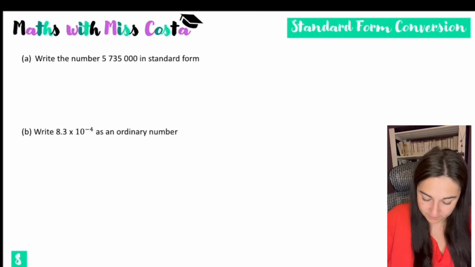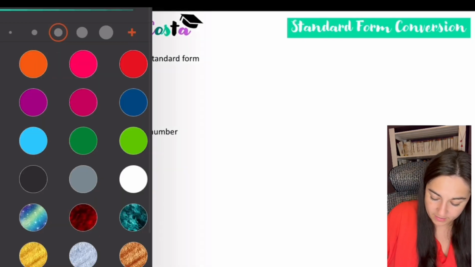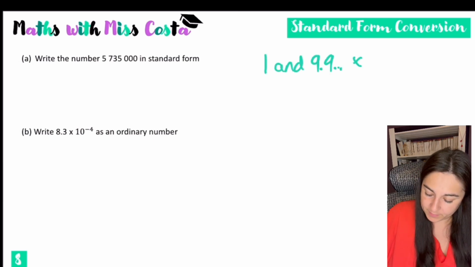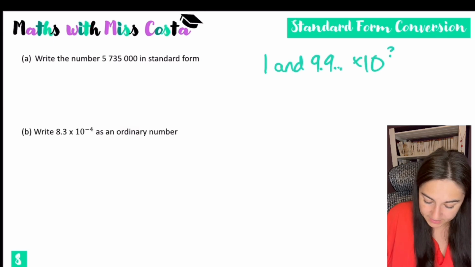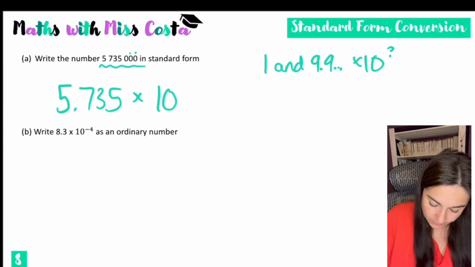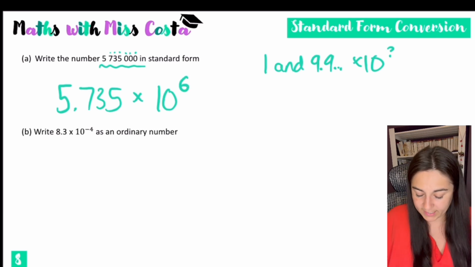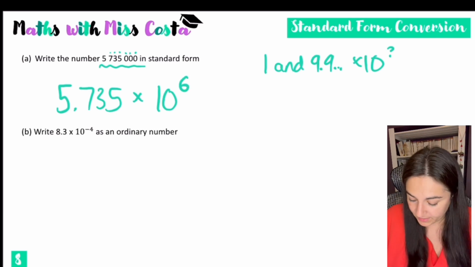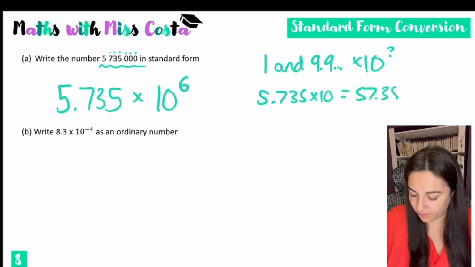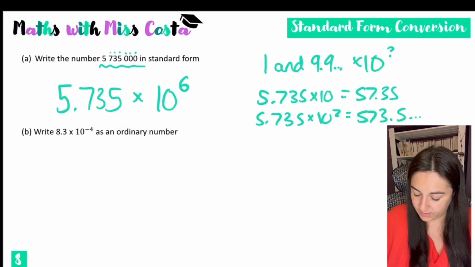So in standard form conversions, what am I doing? Well, I know I need to have my number as a value between 1 and 9.9 times 10 to the power of something. So I turn this into a value between 1 and 9.9. So that's 5.735. And it's being multiplied by 10 to the power of 1, 2, 3, 4, 5, 6. If you ever get stuck in the exam, just start by multiplying it. So like here, I'd start by multiplying it by 10. 5.735 times 10 is 57.35. Then try doing it by 10 squared. That would give you 573.5. And keep going until you get to your right number.